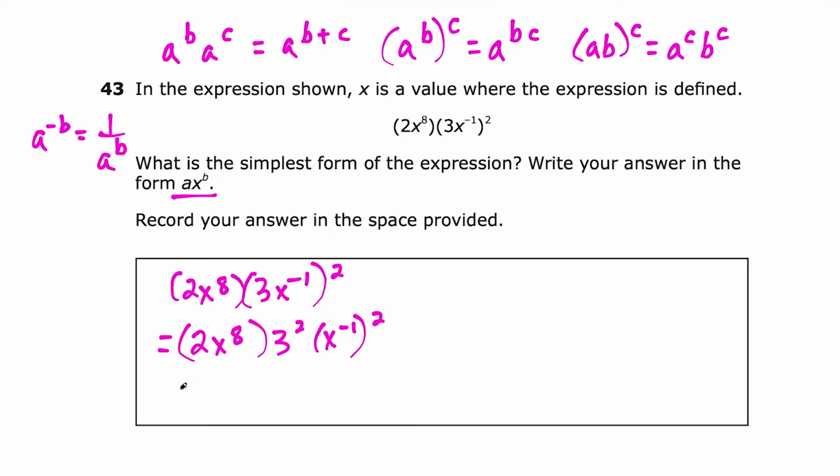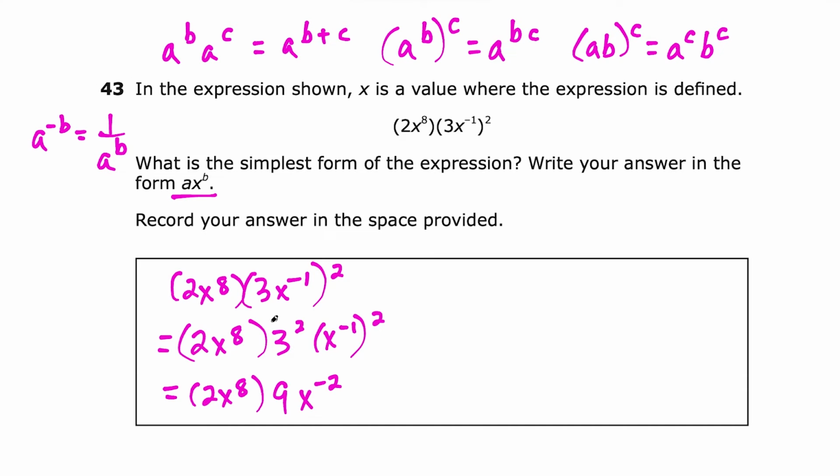And now if we simplify things a bit, this is equal to, we're going to have 2x to the 8th. And then 3 to the second is 9. And then x to the negative first to the second, I multiply negative 1 by 2. And I'm going to have x to the negative 2. Okay, so this makes things a little bit simpler.